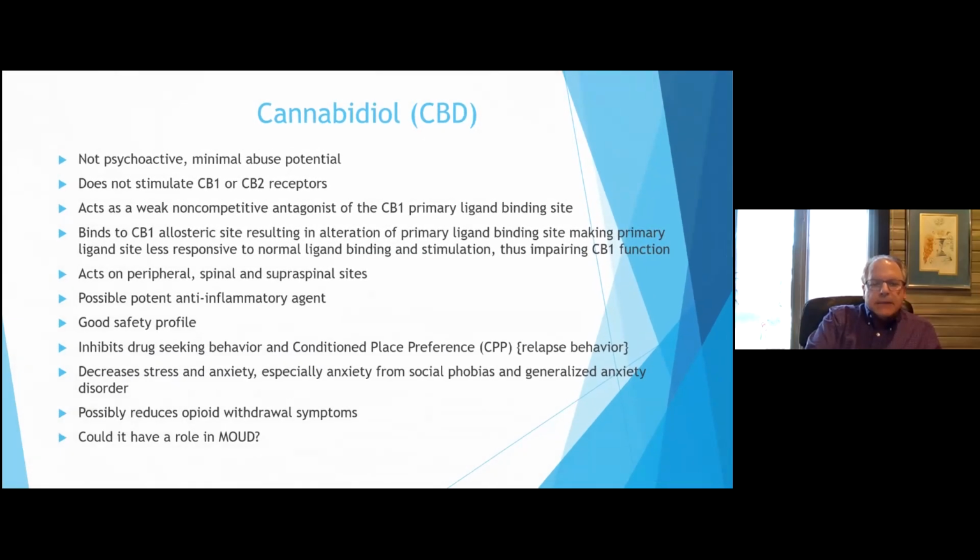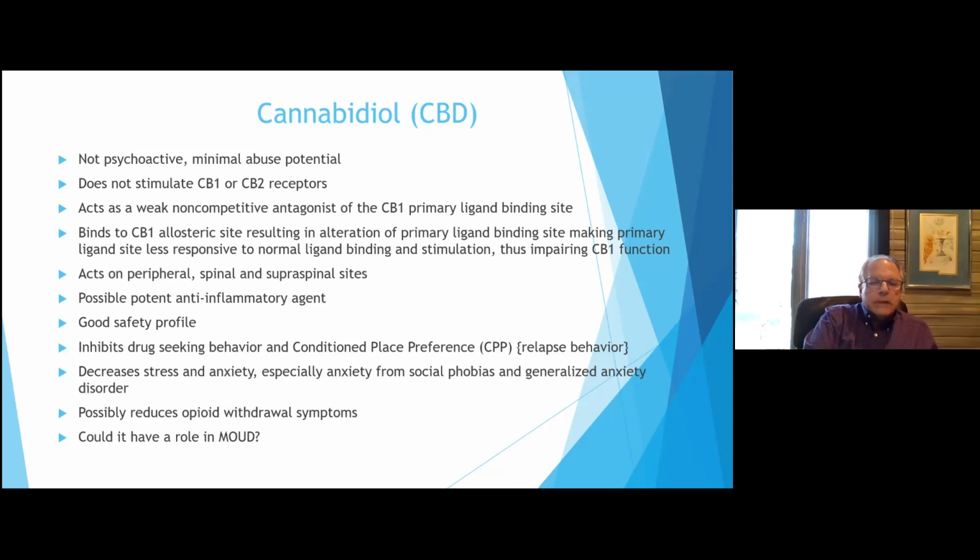When we look at CBD, and I'm not going to spend very much time with that, it is non-psychoactive, with minimal abuse potential. It doesn't stimulate the CB1 or CB2 receptors. In fact, it acts as a weak non-competitive antagonist of CB1 primary ligand binding sites. It binds allosterically to the CB1 receptor near the primary ligand site, and it causes an alteration in the primary ligand binding site, making the site less responsive to normal binding, so it impairs CB1 function. It acts wherever there are CB1 and CB2 receptors.